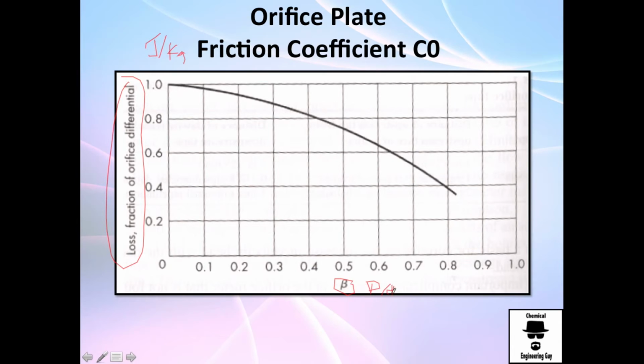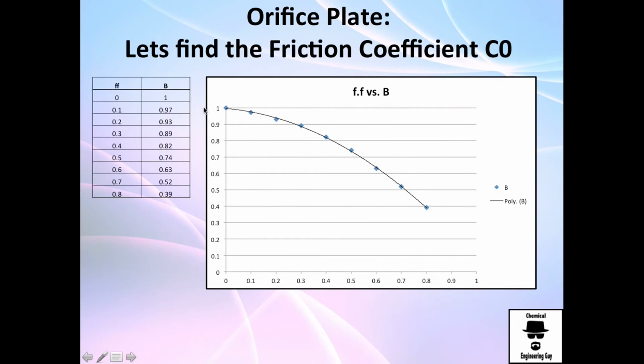So if we have a ratio of 0.5, you go here and find out that you have a 0.78 with respect to the delta P over rho. So you need to calculate the delta P and divide it by rho and then multiply by this, and this is your friction loss.